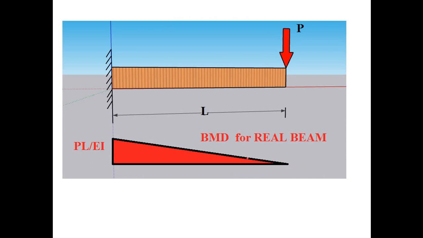First of all, we have to draw the bending moment diagram for the real beam, and divide it by the flexural rigidity EI. So this PL by EI diagram is drawn first. Then this PL by EI diagram becomes the load diagram for the conjugate beam. So this is the load diagram for the conjugate beam. CB represents conjugate beam.